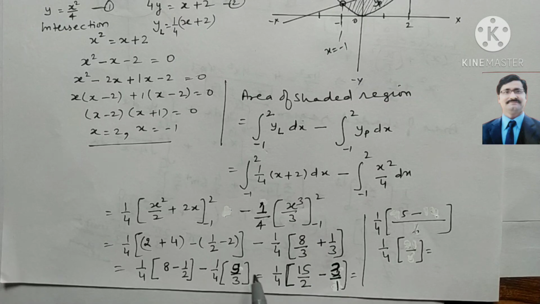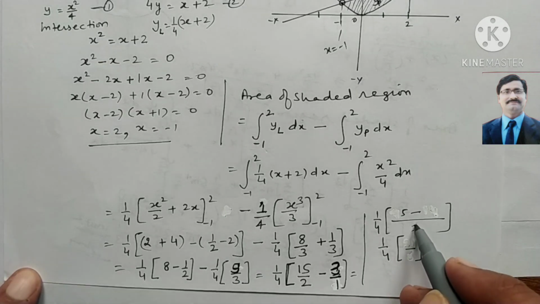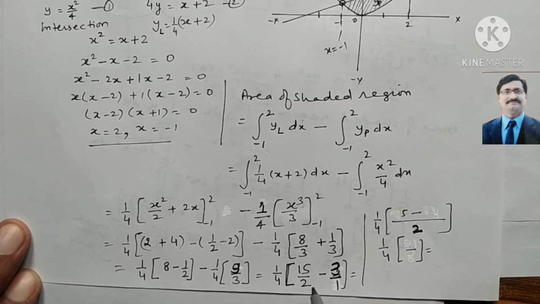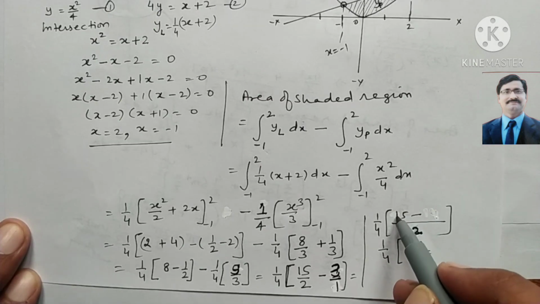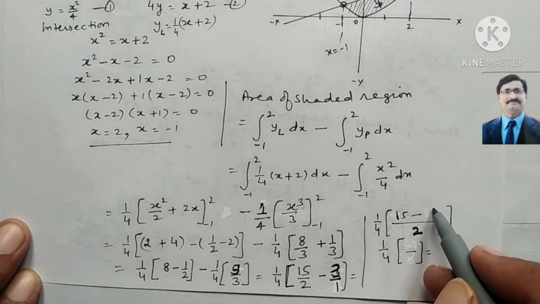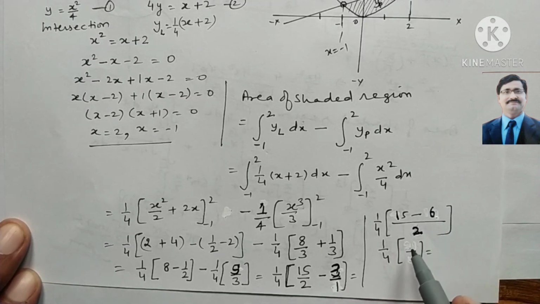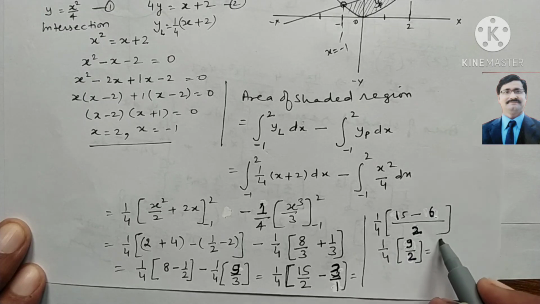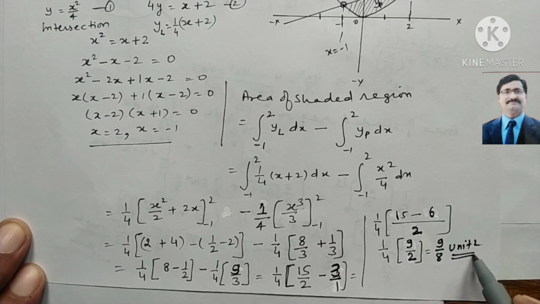This we cancel, we get 3 here, and 1 by 4, 1 by 2 we can take common. 8 twos are 16 minus 1 is 15 by 2, and here is minus 3. Now we take the LCM, again 2, and here is 15 minus 6, 15 minus 6 is 9 by 2 we get, and outside is 4, so we get 9 by 8 unit square. This is our answer. All of you understand this?